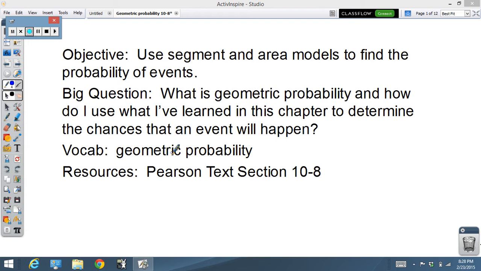We're going to take it a step further in terms of geometry and geometric probability, where we're going to be looking at lengths or areas in order to find the probability that an event might occur. Okay, so we're going to take probability and link it up with geometry, and that's what we call geometric probability. So I'm going to start with, I hope, a fun example.